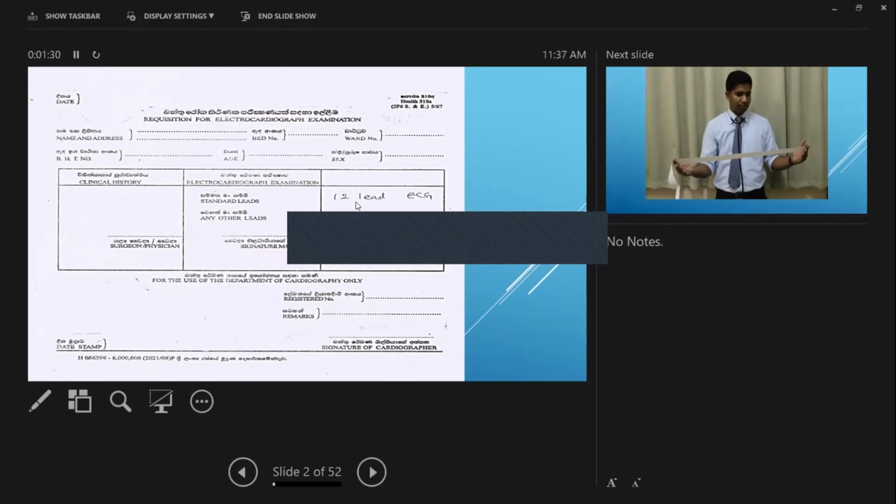Then lead 2 rhythm strip is a fairly longer recording which is done on lead 2. That is because lead 2 is the best lead to diagnose rhythm disorders. The axis of lead 2 lies on the cardiac vector. Therefore, to diagnose rhythm disorders, you have to analyze lead 2.